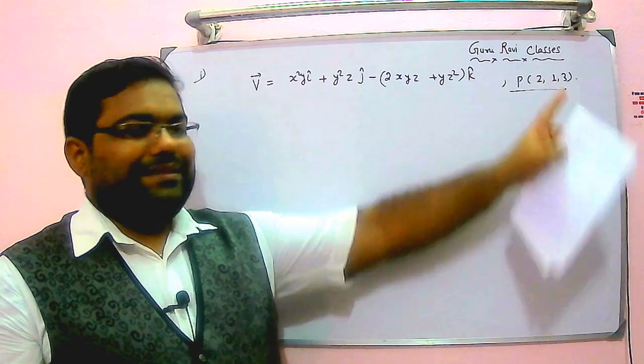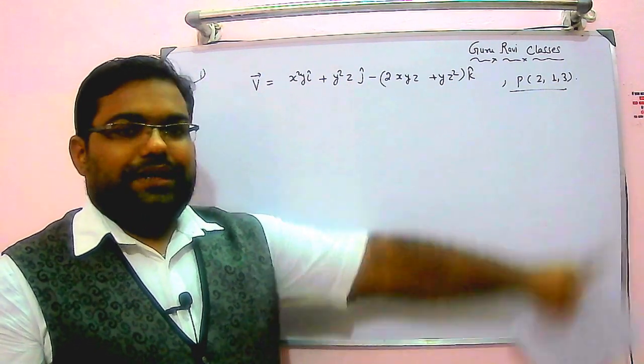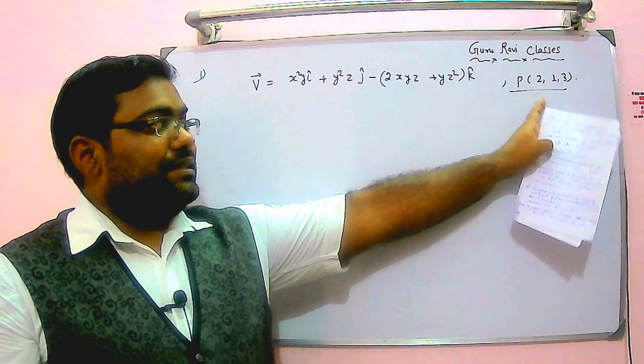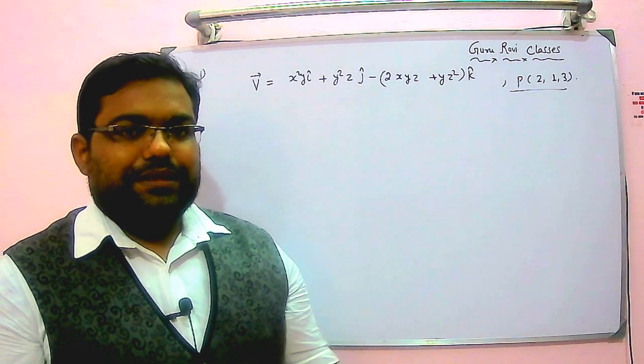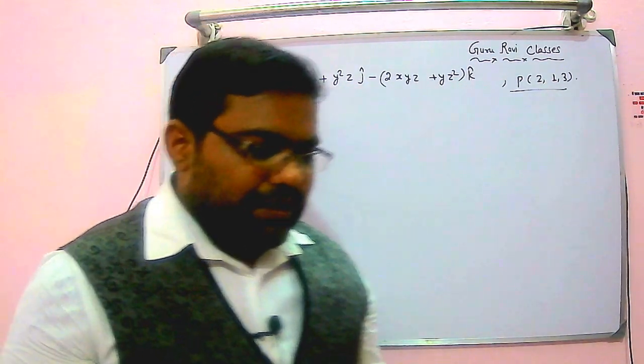The point (2, 1, 3) gives the x, y, z coordinates, and at this coordinate we need to find out the velocity components. That's the one thing. So how to approach that?